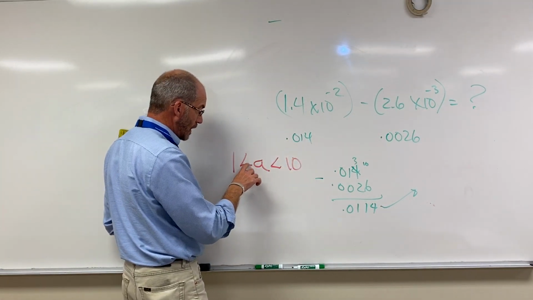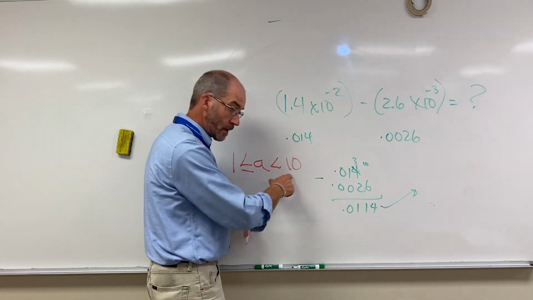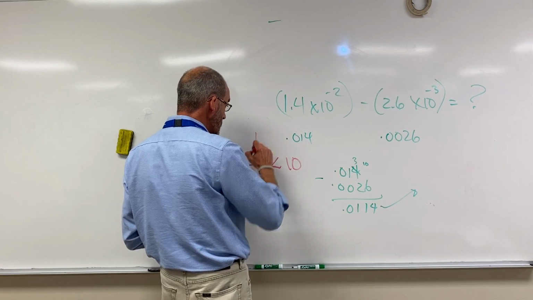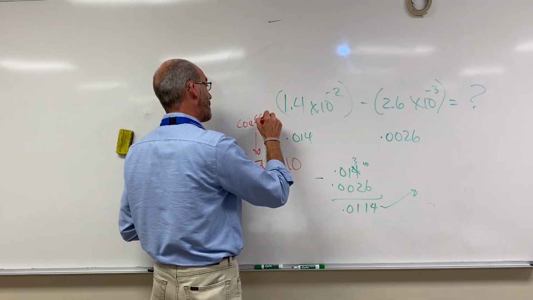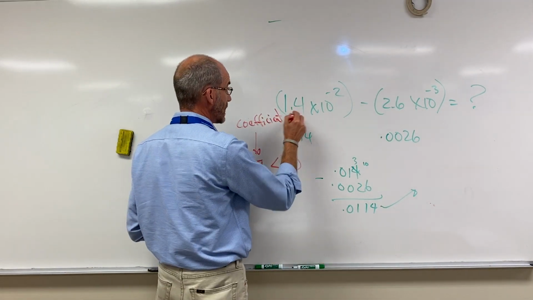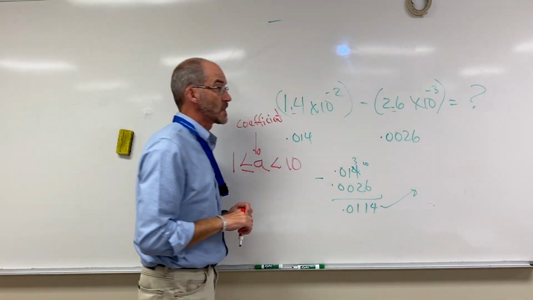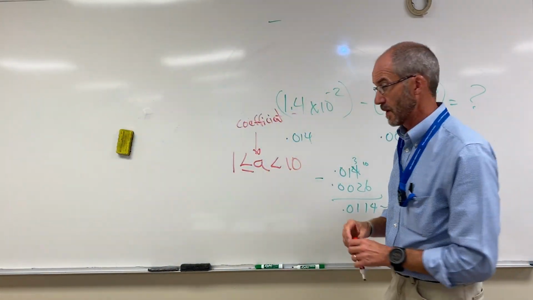A is greater than or equal to 1, but less than 10. Now remember, what was A? A is the coefficient. Okay? And what is the coefficient? This is the coefficient, multiplied by 10 to a certain exponent.